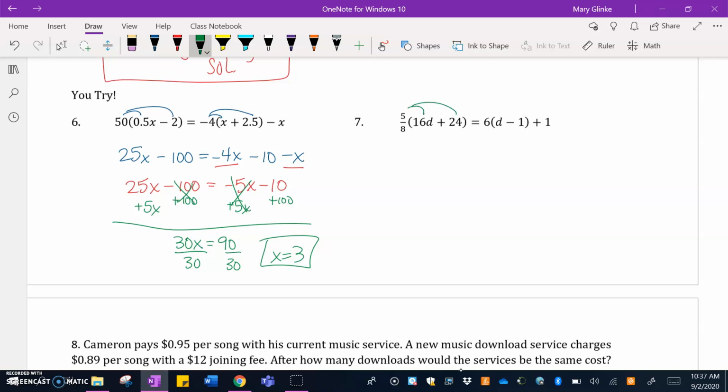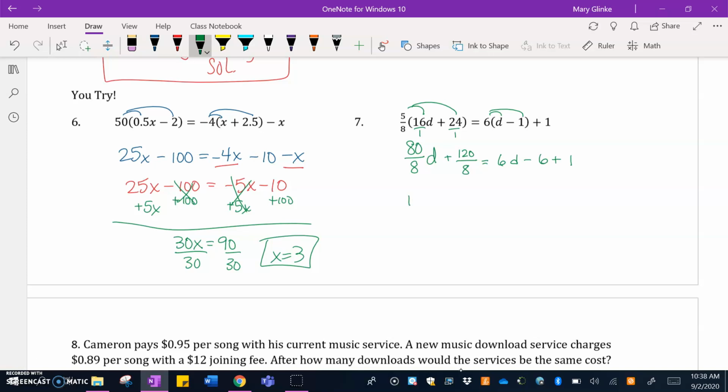For 7, you start off very similarly. You're going to go ahead and distribute. You're going to do 5 times 16, which is going to give you 80. And you're going to do 8 times 1 to get 8. So it's 80 over 8d. You're going to do 5 times 24, and that is 120 over 8. And then you're going to do 6d minus 6 plus 1.